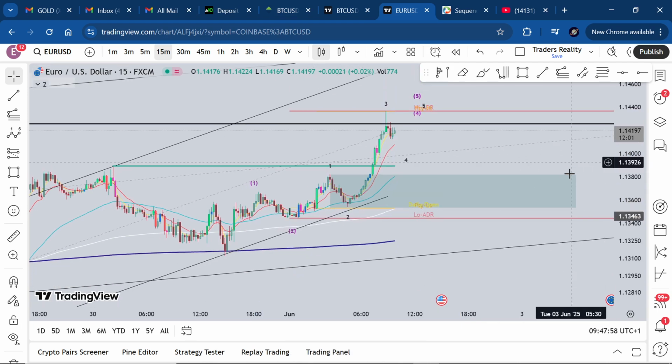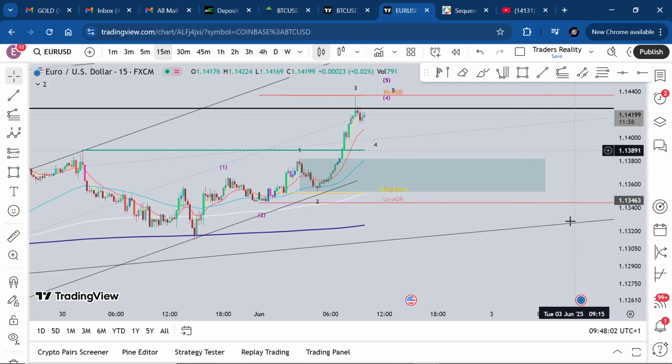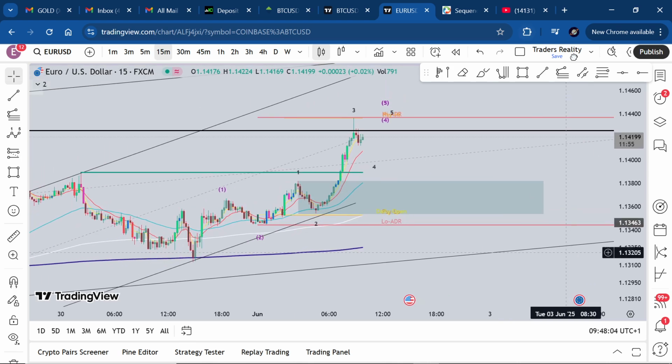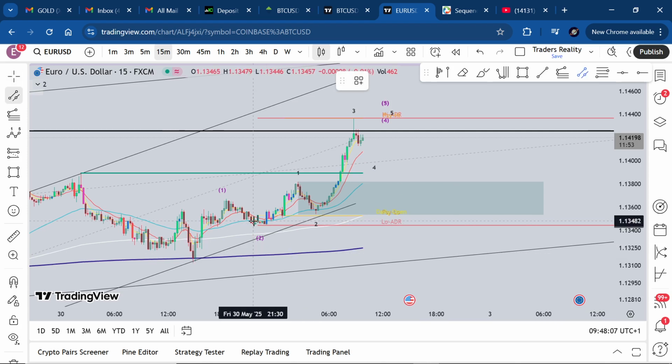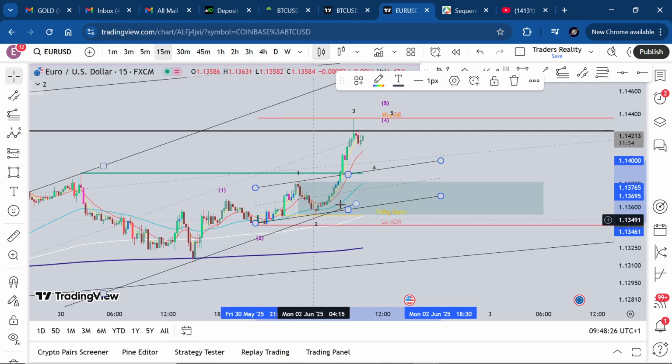What else could I do here? Well, I can channel between the 1 and the 2. If I draw the baseline channel, that wave 4 that we're waiting for could come and touch the top of that channel before continuing higher. The channel is drawn from the beginning of 1, to the end of 2, dragged up to the end of 1.